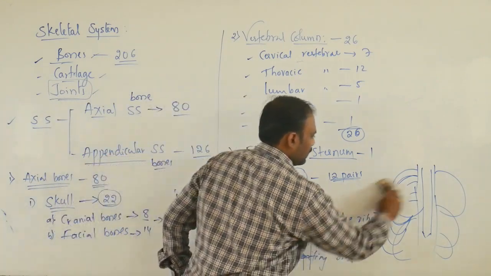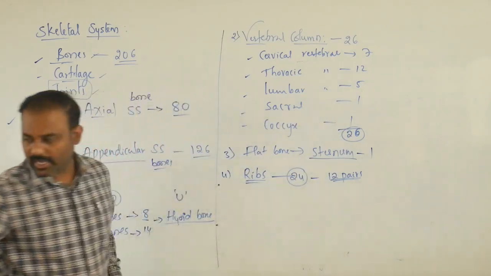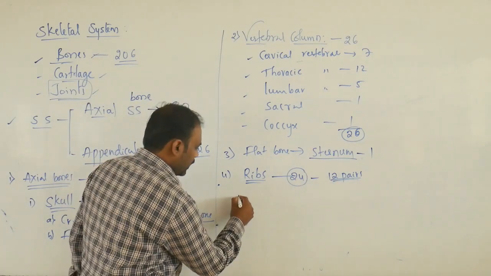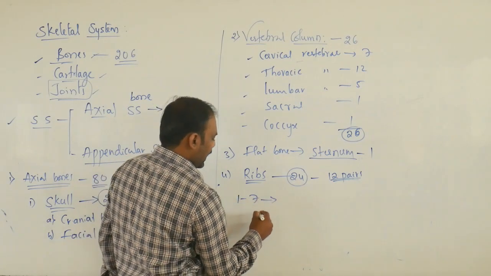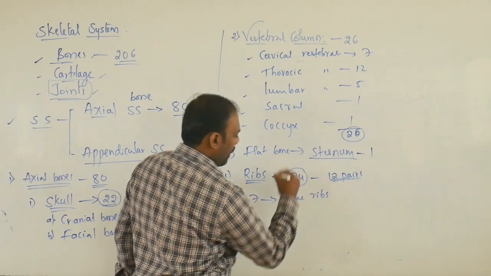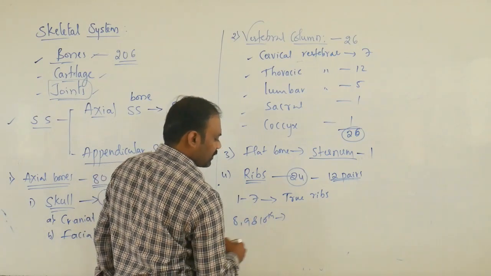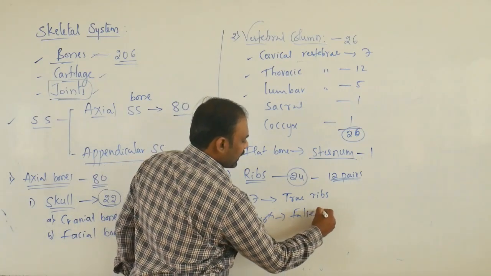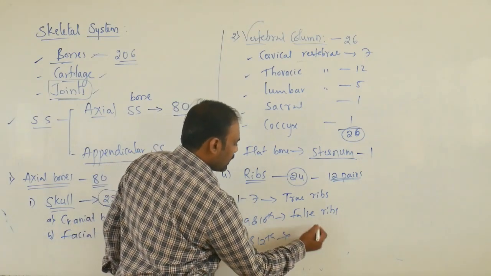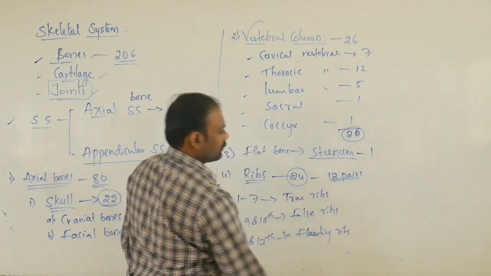I can write it in a different manner. I told you right now, totally there are 24 ribs, that is 12 pairs. In that, the 1 to 7 ribs are considered true ribs, the 8, 9 and 10th pairs of ribs are considered false ribs, and the last 11th and 12th ribs are considered floating ribs.